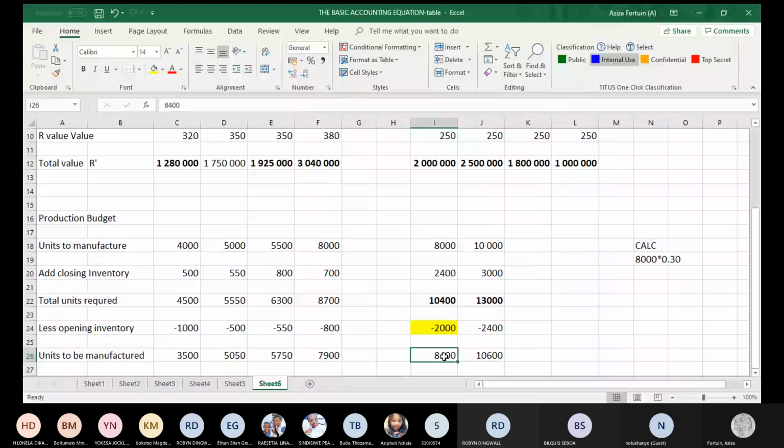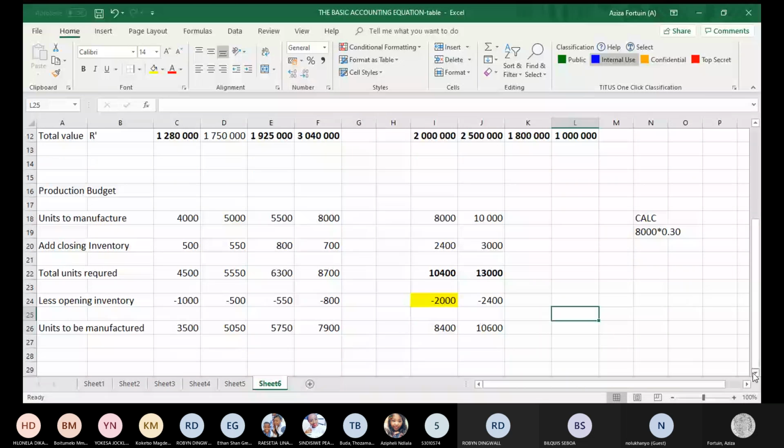Does this make sense? Does everybody understand this production budget? Any questions on the production budget? Yes, Aziza, please. Can you go back to that less opening inventory, that 2,000 Rand? I'm a bit confused there. That 2,000 and the 2,400.